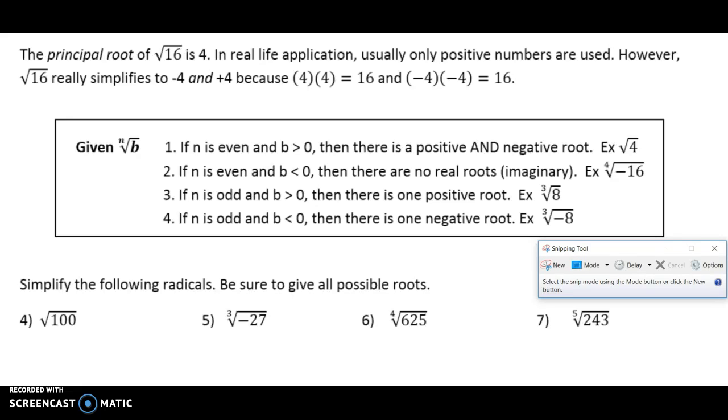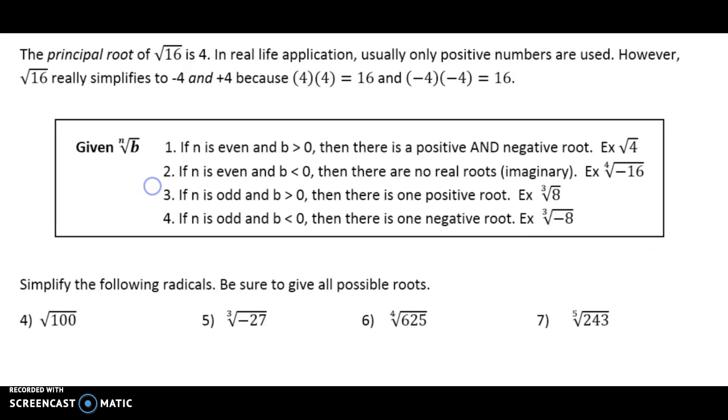So the principal root is only the positive, but then if you have an odd index, you're going to have just 1. Okay? So you kind of read this. So if n is even and b is greater than 0, that's like our typical square root. You can think of that as kind of an example. So there's a positive root and a negative root. N is even and b, what's under the radical, so radicand, is less than 0. We did that with our quadratic formula, right? So that gives us our imaginary answers. So let's do each of those examples.